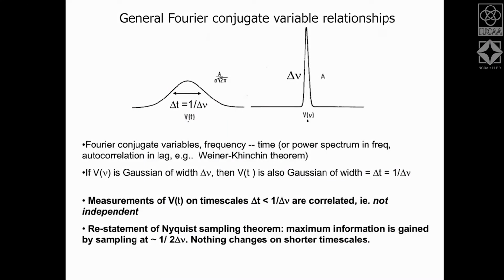As you know, or we will look at in more detail, if the width of some description in one domain is something, the corresponding description in the other domain will have a width which is the inverse of the width in the first domain. And we will come across this in a variety of ways and a variety of pairs of parameters which are Fourier related.